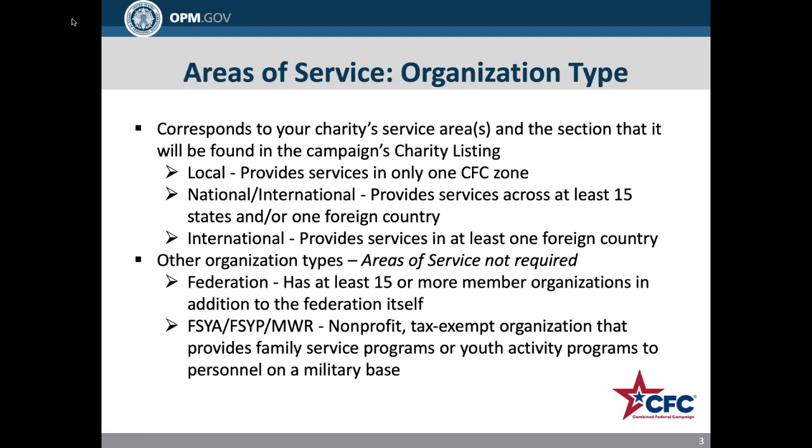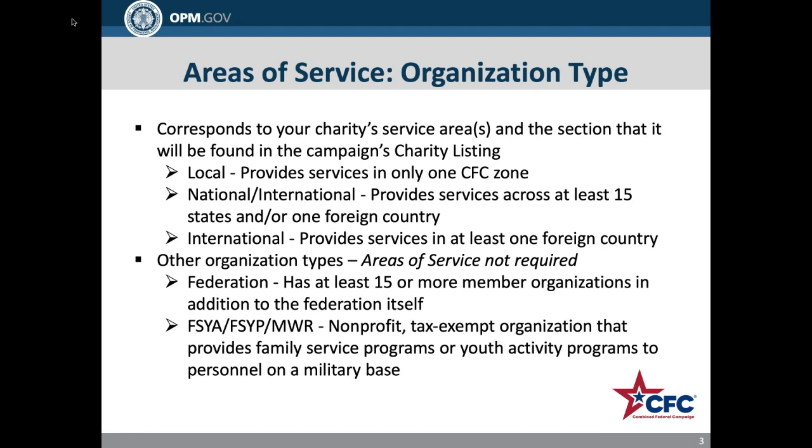Your charity's organization type corresponds to your charity's service areas and the section it will appear in the CFC charity listing. The list is divided into 3 sections: local, international, and national international. For CFC purposes, local charities provide services in the one CFC zone to which it is applying. National international charities provide services in at least 15 states and/or 1 foreign country. And international charities provide services in at least 1 foreign country.